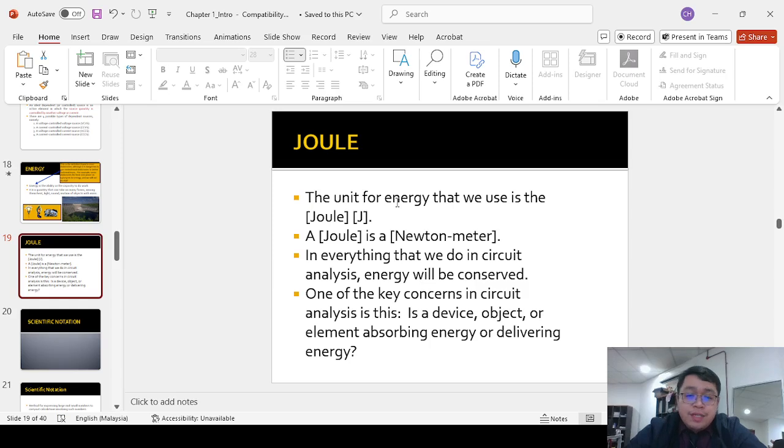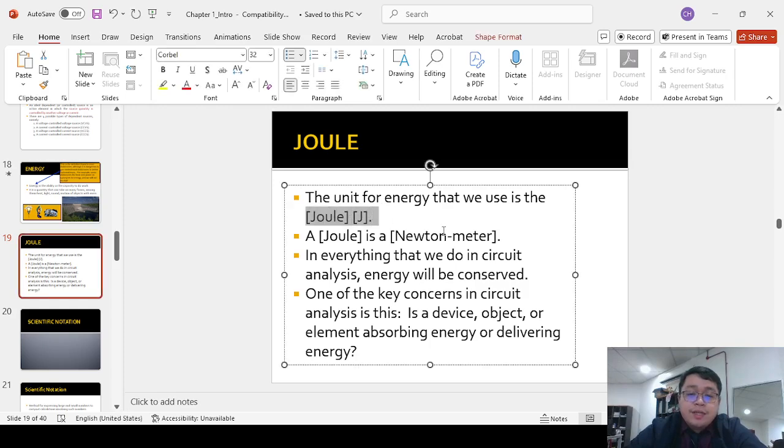So the joule is the unit for energy, as you can see here, joule or J. This is a Newton meter. In everything that we do in circuit analysis, energy is conserved. And one of the key concerns in circuit analysis is whether a device, object, or element is absorbing energy or delivering energy.